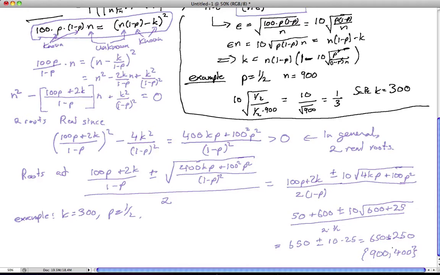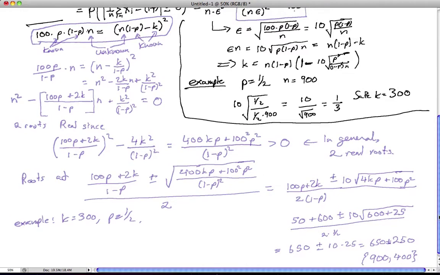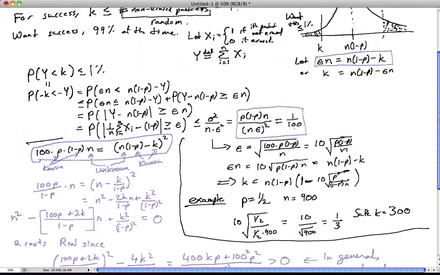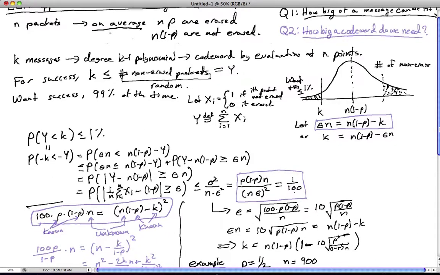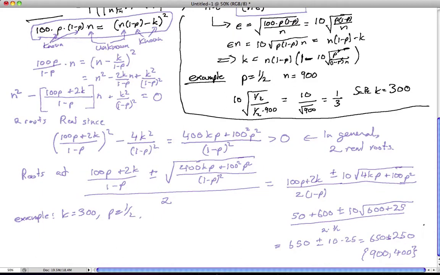Well, you look at this expression and say the answer has got to be at least 600. Why? Because n times 1 minus p is what we typically expect to have happen. So if you don't have at least 600 in n, we know we're in trouble, because with probability 1/2 they're going to be deleted, and we want to have high confidence. If we don't have at least 600, we're almost sure that we're going to get too few. So 400 can't be the right answer, and 900 is. So the answer is this with the positive sign.